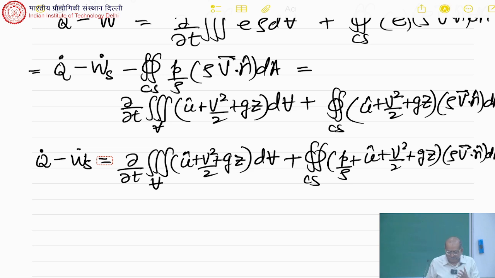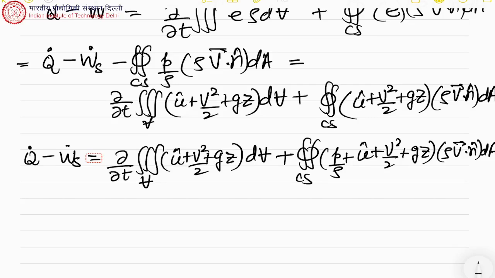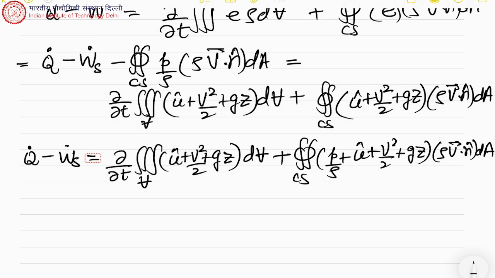Okay. So this is the full form of the energy equation with the terms, and you can see where I am heading to. Where am I heading to with this? If you look at the last term, P by rho plus V square by 2 plus gz, I am heading to the well-known Bernoulli equation.